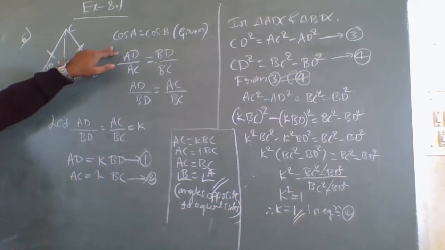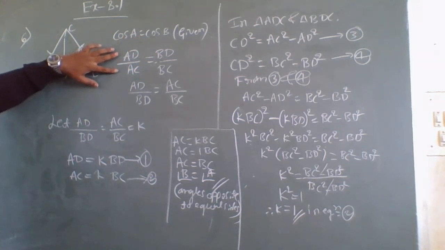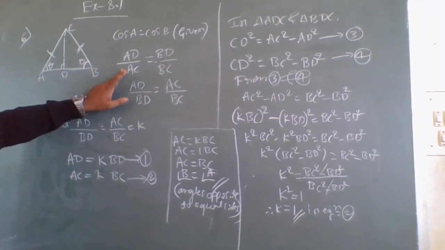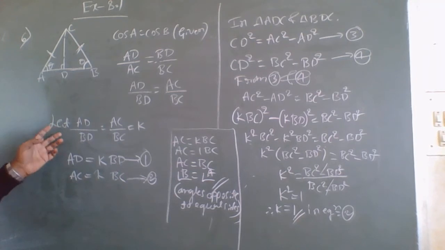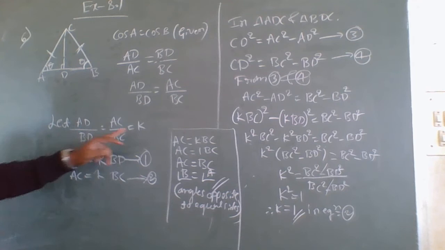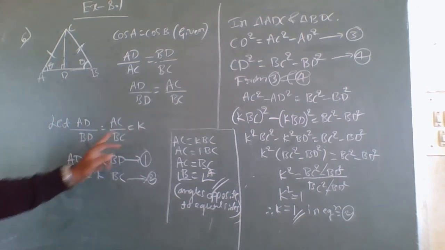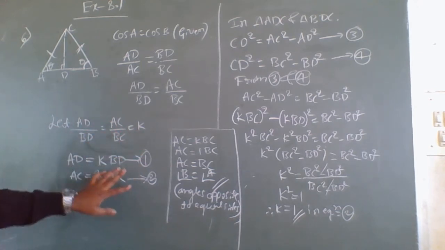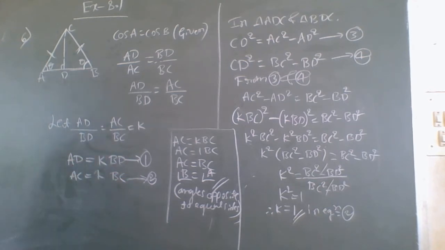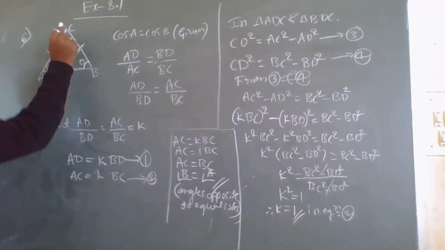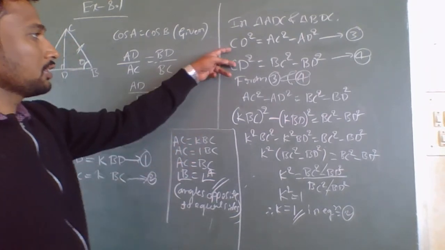See here they have given cos A equals to cos B, so that we have written ratios, and what I did here, I have taken BD to left hand side and AC to right hand side. So I have considered constant value K. So AD by BD is equal to K means AD equals to K into BD, and here AC by BC equals to K means AC equals to K into BC, and I will consider this as equation 1 and 2, and here we will apply Pythagoras theorem to triangle ADC and BDC. So we will get equation 3 and 4.